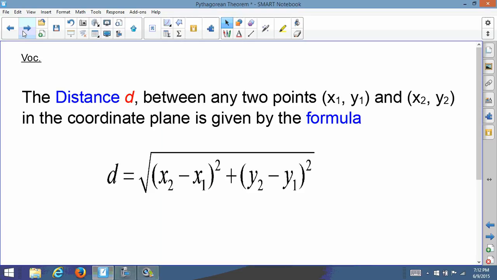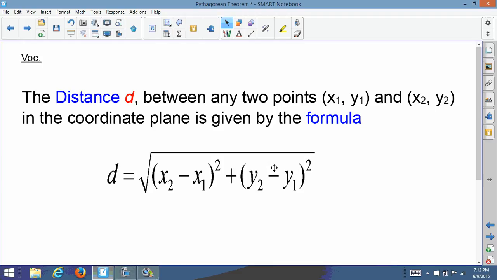Here's a video I plan on showing the students. The distance d between any 2 points (x1, y1), that's our first coordinate, and (x2, y2), our second coordinate, in the coordinate plane is given by the formula d, standing for distance, is equal to the square root of (x2 minus x1), that's the x coordinates, the difference between them, squared, plus (y2 minus y1), that's the difference between the y coordinates, and you square that.